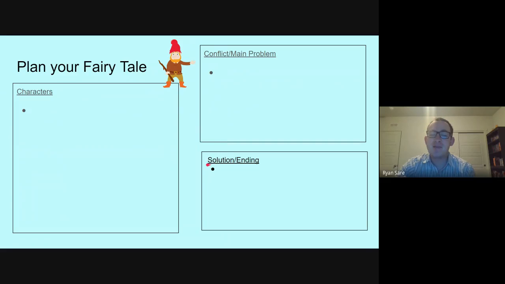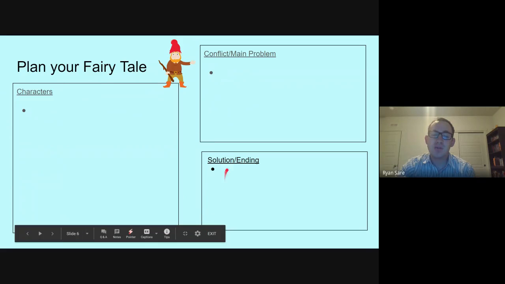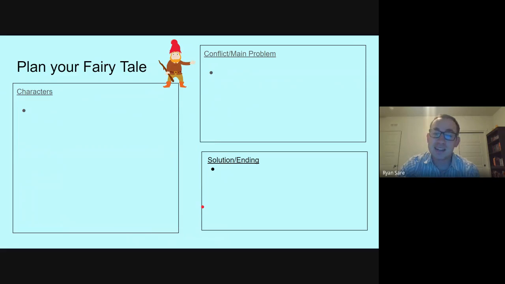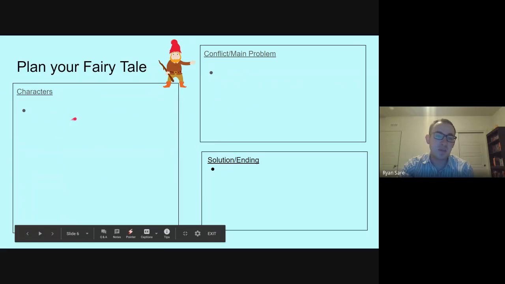And then my ending or solution to the problem is going to be just about the same, where everyone's going to realize he doesn't actually have a hoverboard. So this is just me planning it out. I don't have all the details. I don't know what the dialogue is going to be. That's what the characters are saying. I don't know exactly how I'm going to describe my characters yet. I can plan that out a little bit more in my characters section.